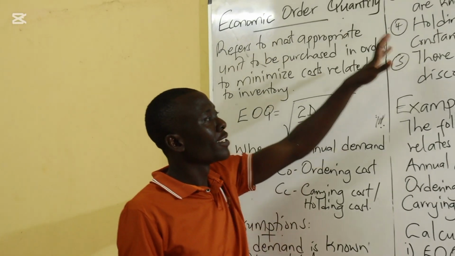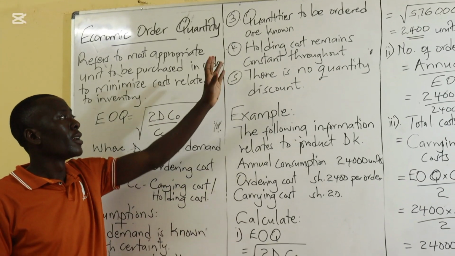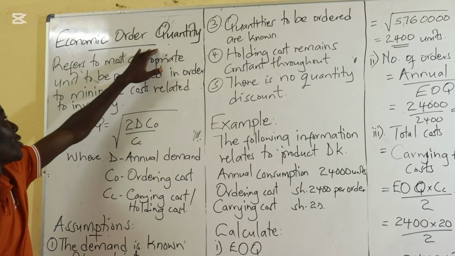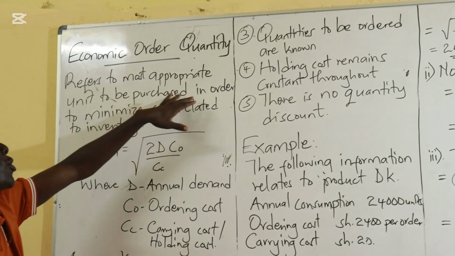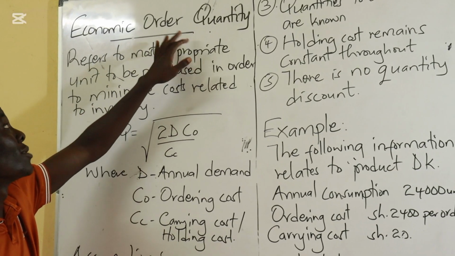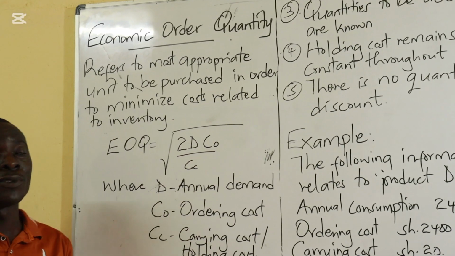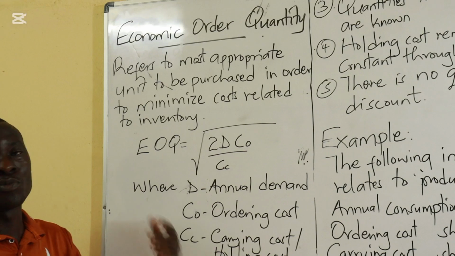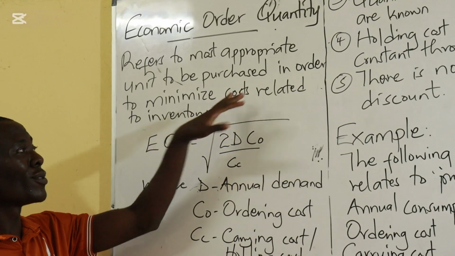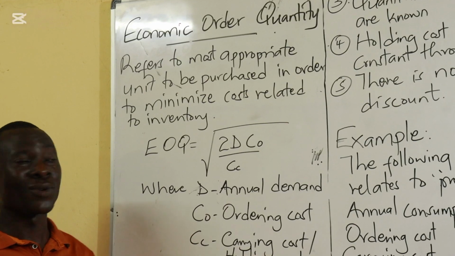So having calculated the previous reorder levels, we'll look finally at economic order quantity, which is also an important aspect of inventory control. And what is economic order quantity? Sometimes we call it reorder quantity, and this is the most appropriate number of units to be purchased in order to minimize the costs related to inventory. And mostly, the costs we always aim at minimizing here are the ordering costs and carrying costs.